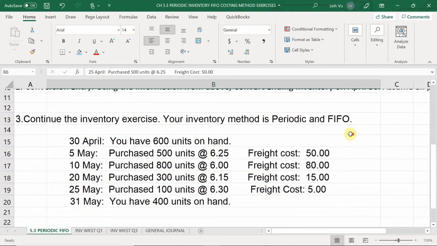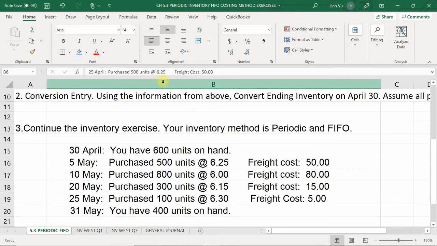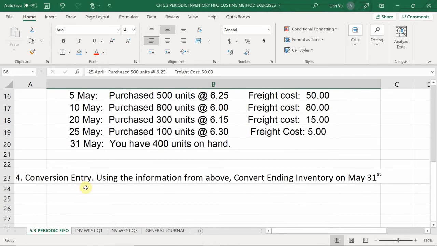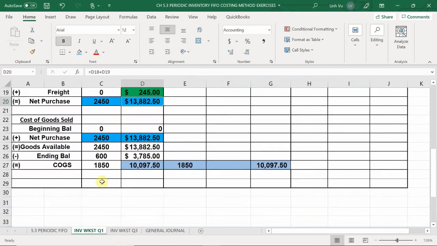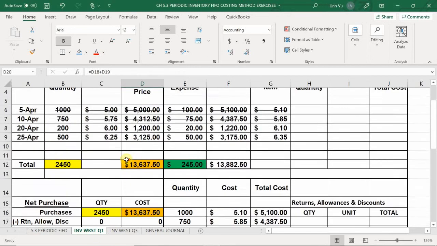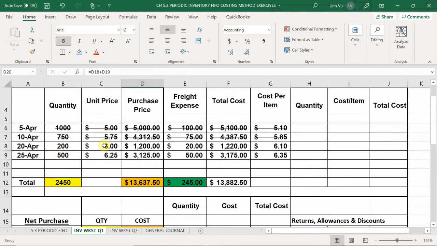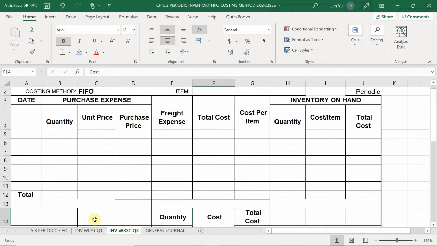In this case, it tells you right here that on April 30th, you have a total of 600 units on hand. So let's take a look at our inventory worksheet. We do have 600 on hand. We have one batch remaining of 100, and then we have our 500 remaining in this second batch over here. Now, we're going to carry this information over into our new inventory worksheet, into our actual inventory on hand. So we know we have 100 and we know we have 500.